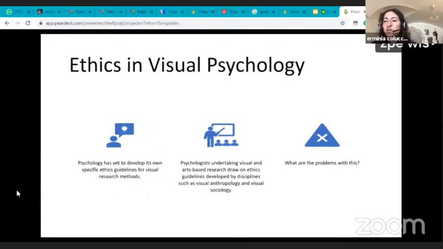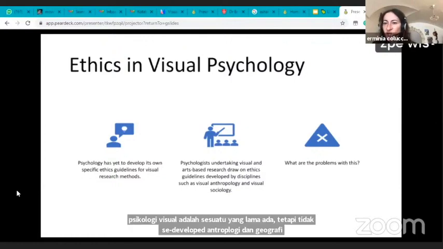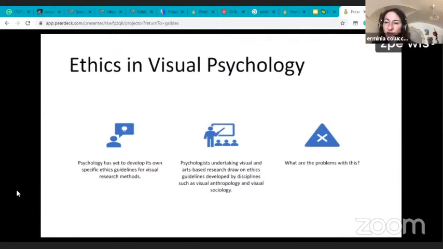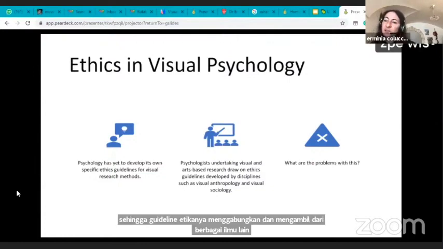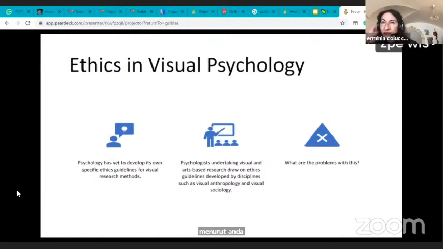For this reason, psychologists undertaking visual, but more generally any arts-based research, draw on ethics guidelines which have been developed in other disciplines, particularly within visual anthropology and visual sociology. But I want you to reflect and share what you think might be some issues around people doing research within psychology, particularly mental health research, who might be using guidelines built within visual anthropology and visual sociology. What might be some issues with this?